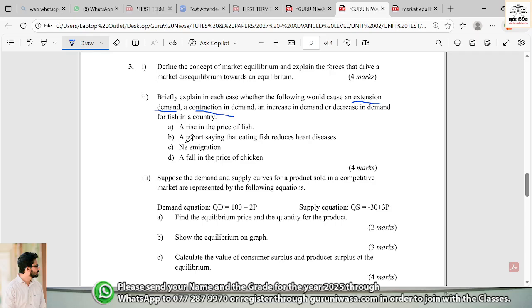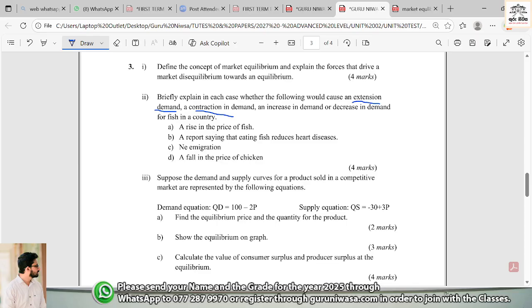Sorry, sir. C, net immigration, change in population. Does it belong to change in quantity demanded or change in demand? Change in demand. Net immigration means my population decreases, then demand decreases. Clear? Dipna, are you okay? Yes, sir. Okay.